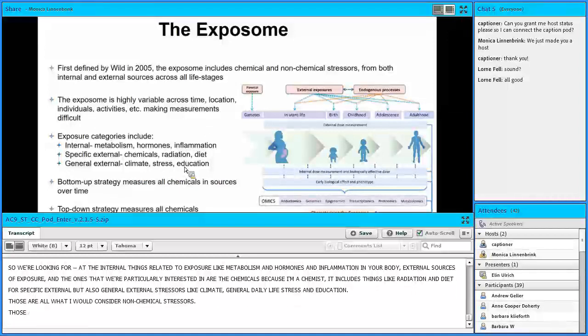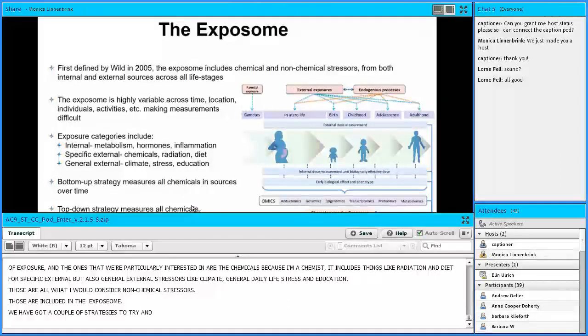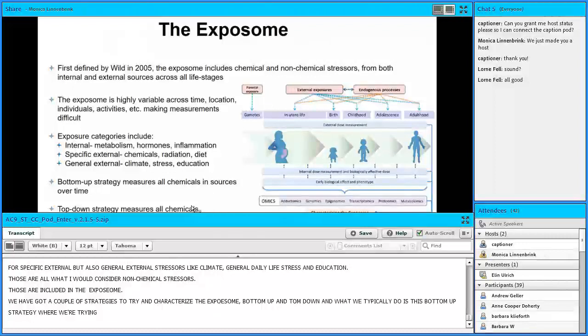We've got a couple of different strategies to try to characterize the exposome, a bottom-up and a top-down, and what we typically do is this bottom-up strategy, where we're trying to measure chemicals in all sources over time.